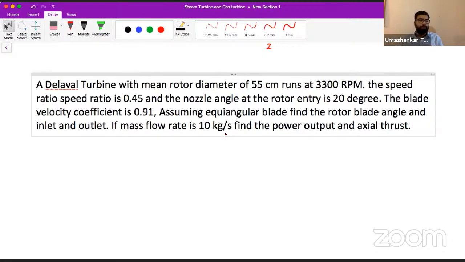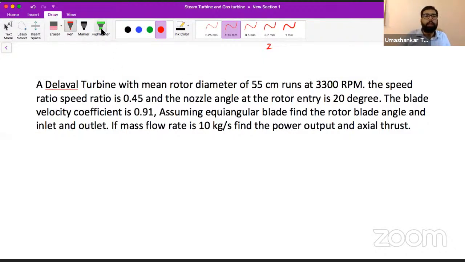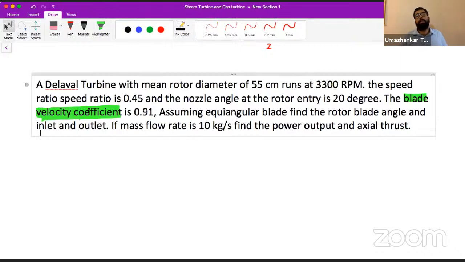Got it? Now please solve this question. So what is this blade velocity coefficient? As I told you, this is nothing but the value of K given to us. Yes or no? Please solve the question.